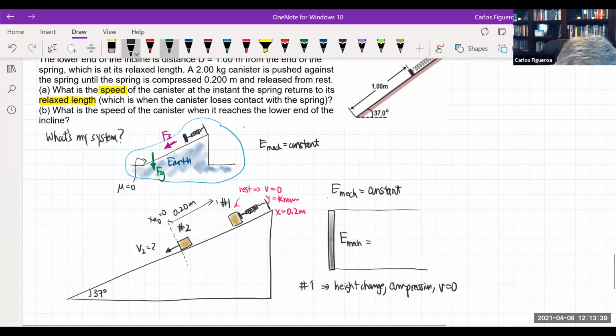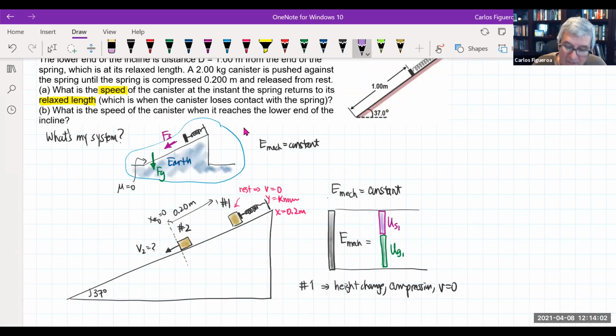So this tells me that part of this piece has to be what? Part of this guy has to be gravitational potential energy. Part of this has to be spring potential energy because of the compression.